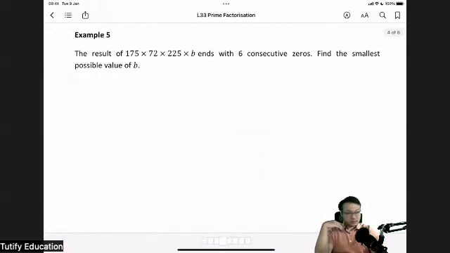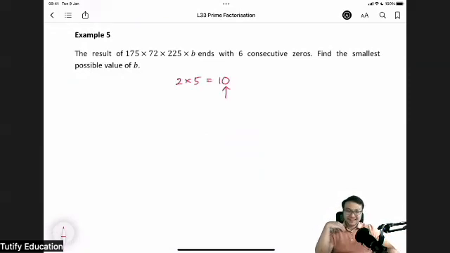Okay, let's take a look at consecutive zeros. So, how do we find consecutive zeros? Whenever you see a 2 and a 5, you will be getting a 0. If you see two 2s and two 5s, this is 10 times 10, you will have two zeros. Two 2s and two 5s gives you two zeros. Three 2s and three 5s gives you three zeros, right? So whenever you have a pair of 2 and 5, you will get a 0.